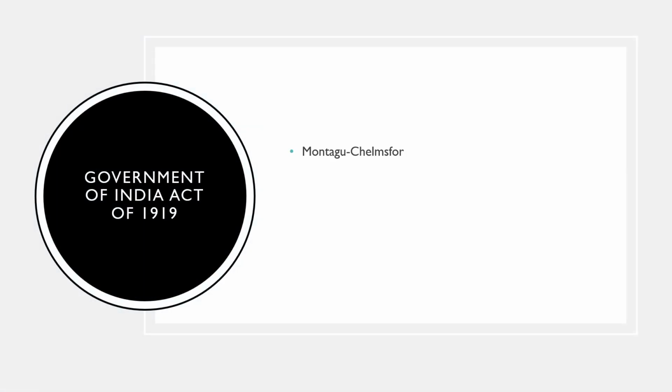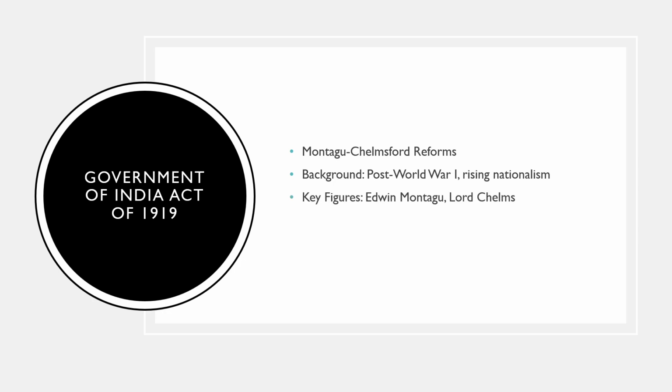Second one is the Government of India Act 1919. The Government of India Act of 1919, known as the Montagu-Chelmsford Reforms, was enacted in the aftermath of World War I. The global context of the war and the concurrent rise of nationalist movements in India necessitated a response from the British government. Edwin Montagu, the Secretary of State for India, and Lord Chelmsford, the Viceroy of India, played pivotal roles in shaping these reforms.